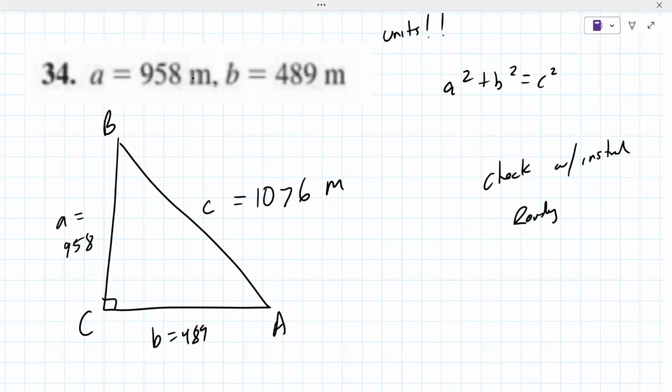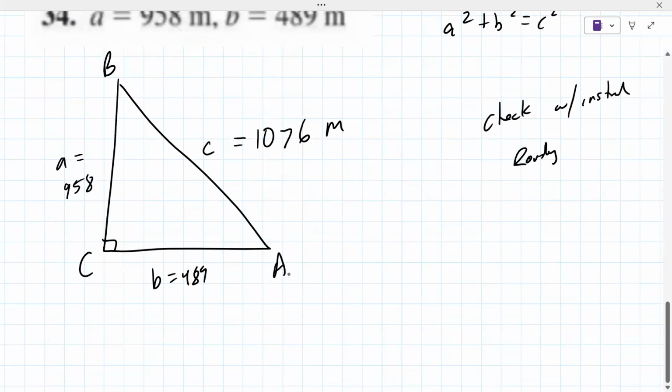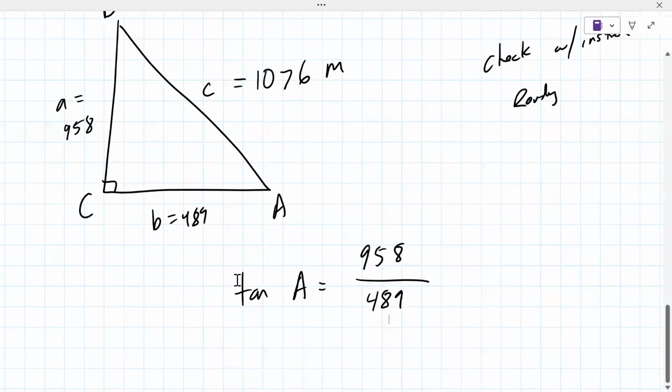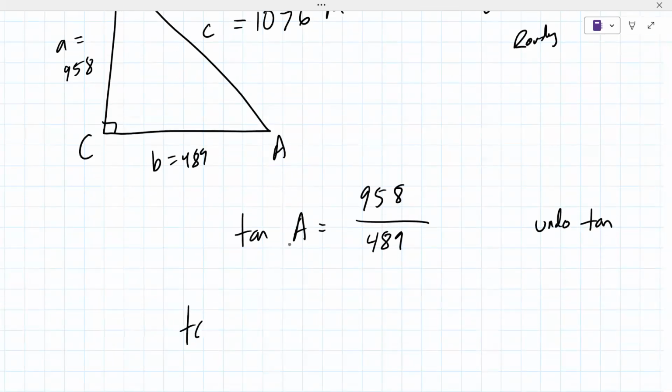Now we haven't done this yet, but to find an angle, you use a ratio of sides. So let's say we wanted to find angle A. The tangent of A is the opposite over the adjacent. It's 958 over 489. But we have to get to A. Like we have to undo tangent. And I assume you guys talked about this in class. To undo tangent, use tan inverse on both sides.